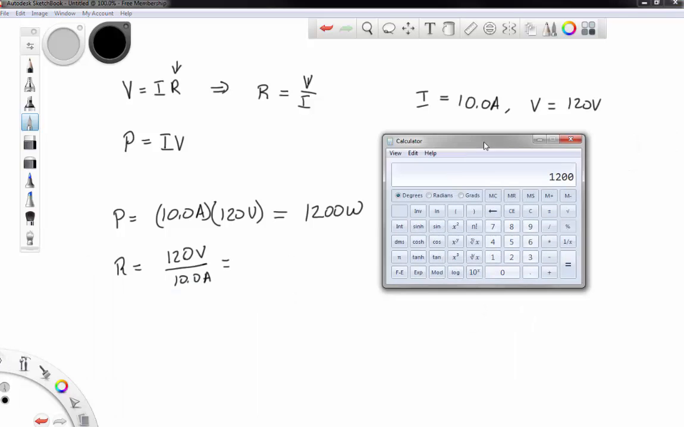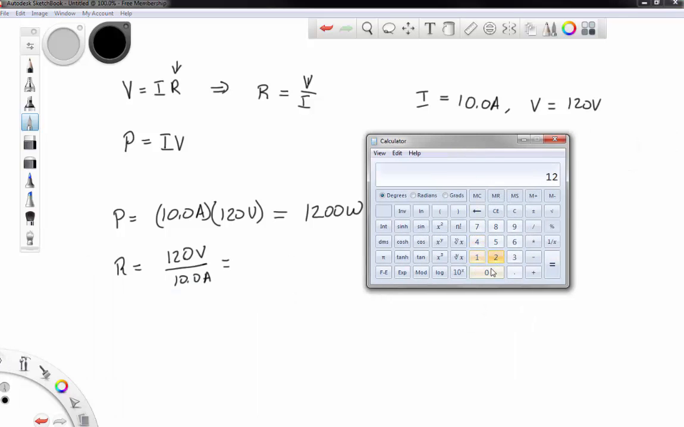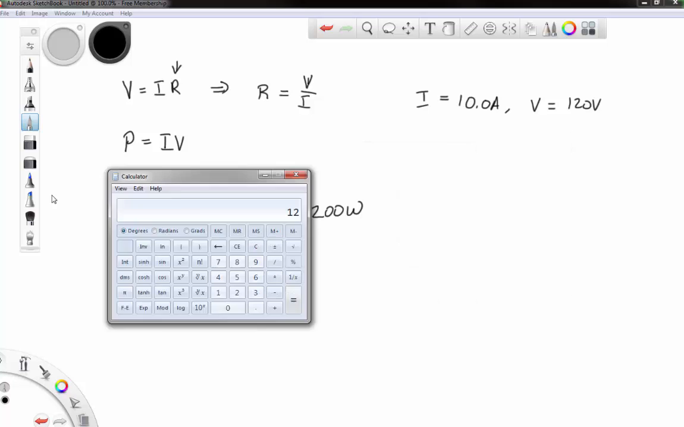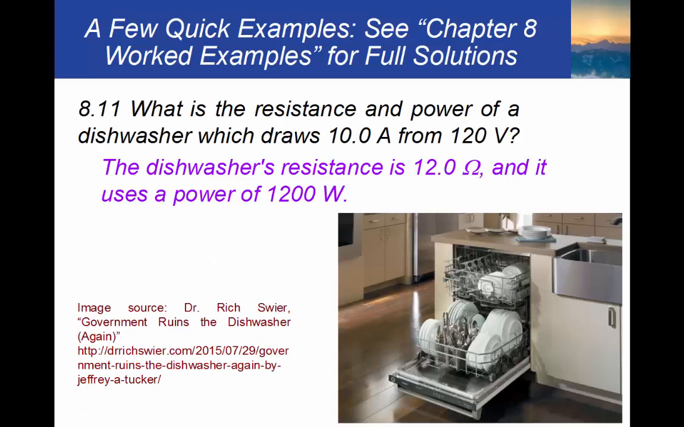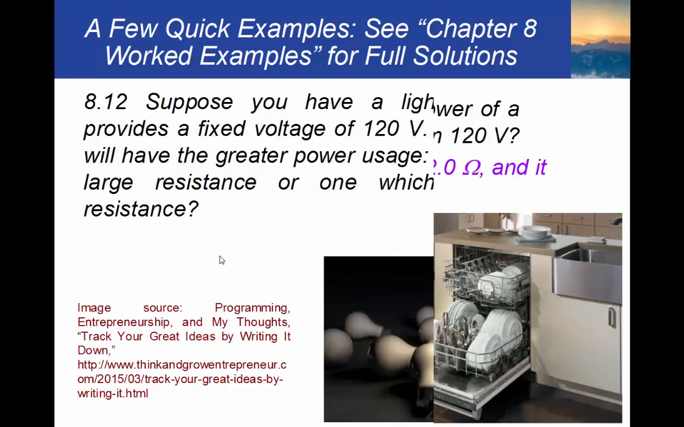So again, you're taking 120 and dividing it by 10. I know some of you probably need a calculator to do that calculation, so I'll just show you how that looks on a calculator. It's 12. So the resistance is 12.0 ohms. So this dishwasher has a resistance of 12 ohms and uses a power of 1200 watts.